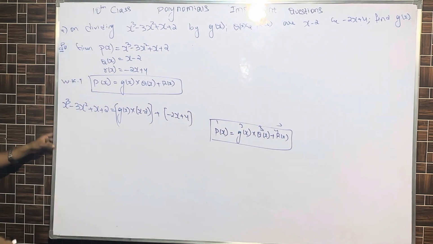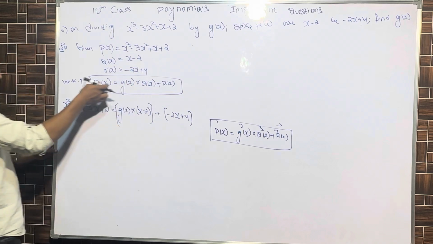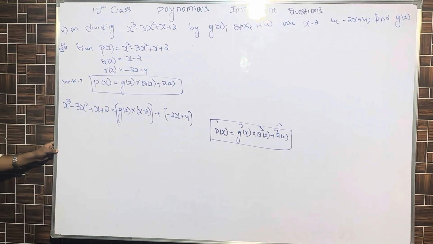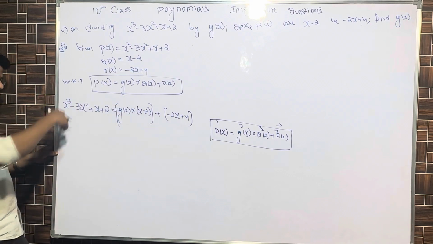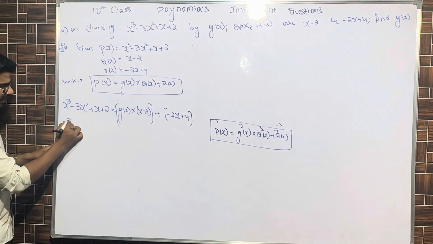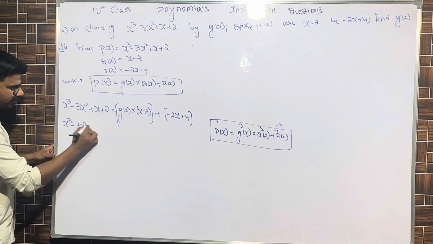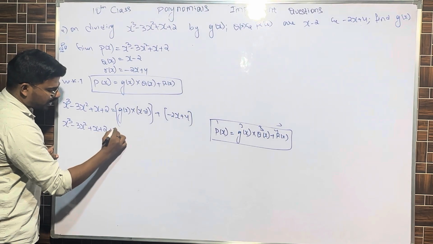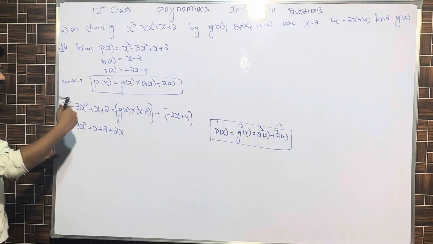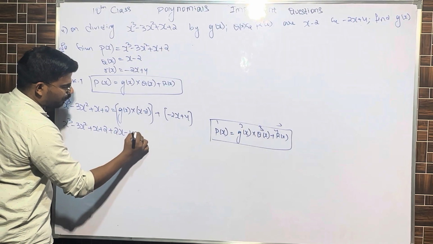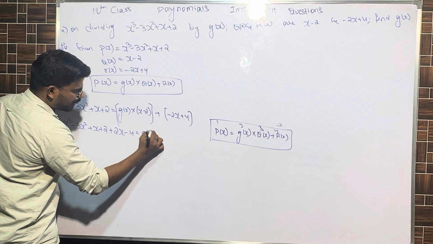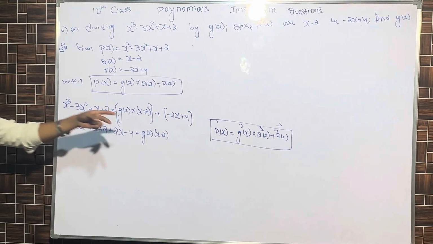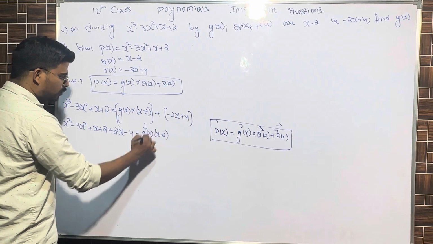Now, in order to find the value of g of x, if I get minus 2x to this side, it will become plus 2x. Plus 4 to this side, it will become minus 4. So it is x cube minus 3x square plus x plus 2 plus 2x minus 4 is equal to g of x into x minus 2. Remember, we have to find the value of g of x. This is our main motive here.